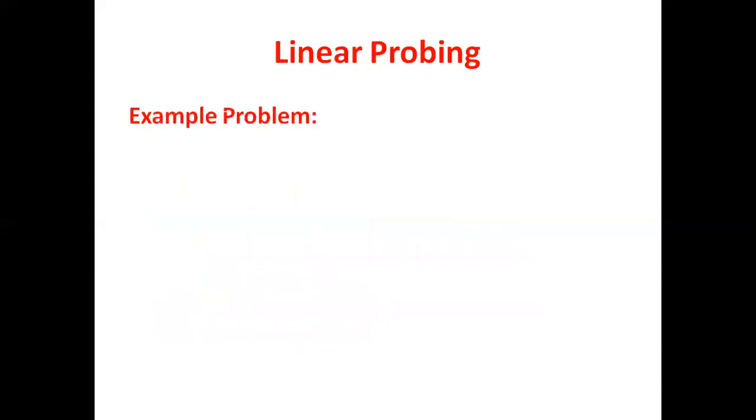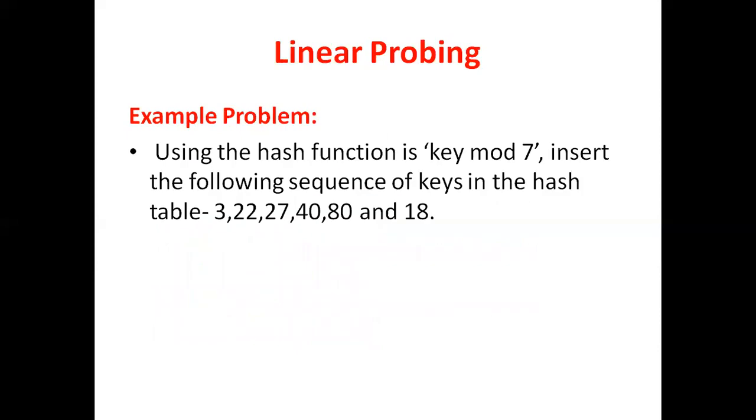Now our example problem is, I want to insert our keys 3, 22, 27, 40, 80, and 18 into the hash table by using one hash method, that is key mod 7. So how to insert these keys by using this hash function using the linear probing method? Means collision occurred in the problem. By using linear probing, how to solve that collision? We'll learn. The solution is here.